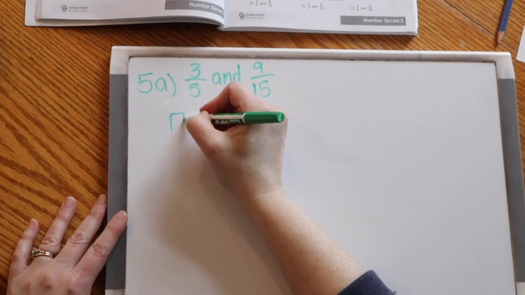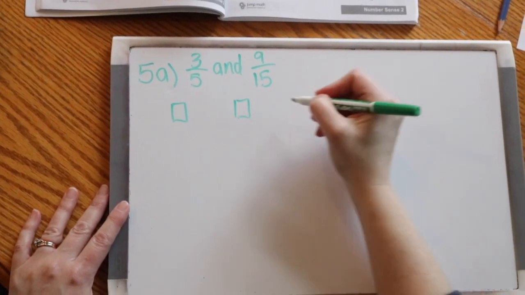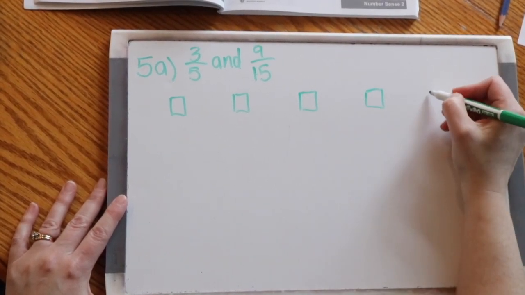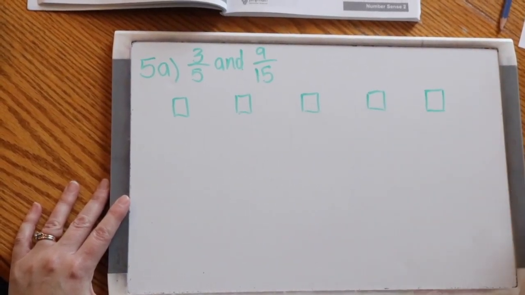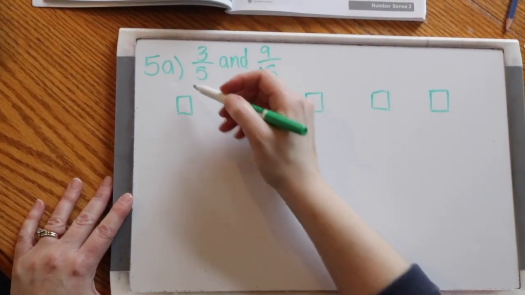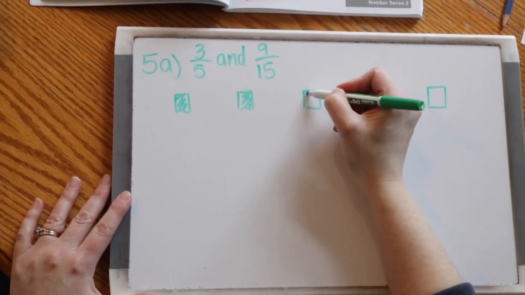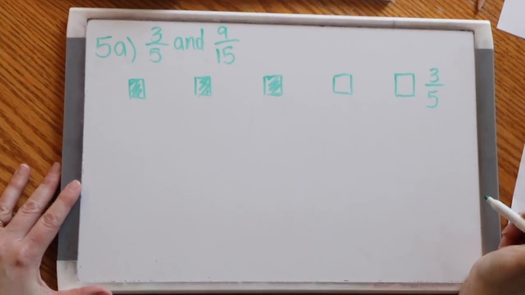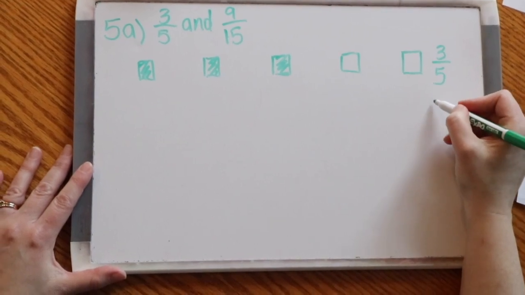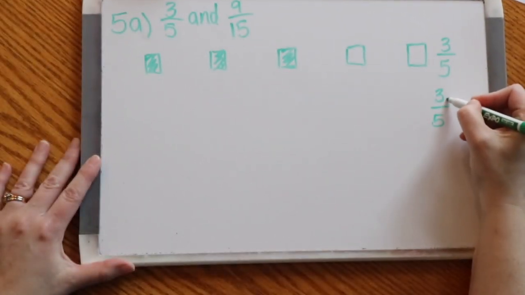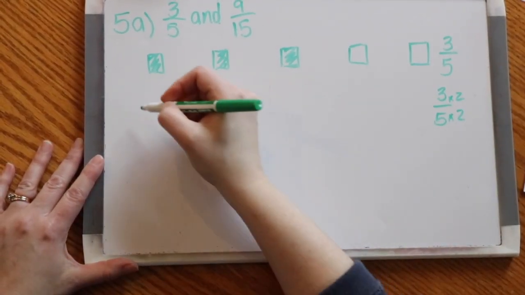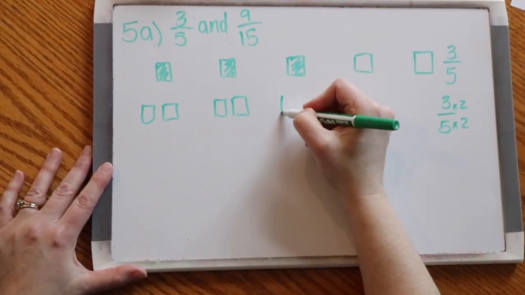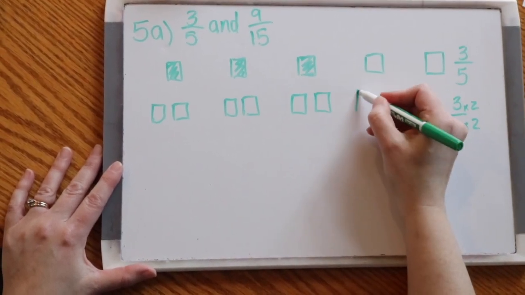So first we're going to draw a picture of 3/5 and make sure you separate your squares for when we break this into smaller parts, or more parts, I guess. So we're going to have our 3/5. Okay. And now we're going to first try multiplying by 2. So 3/5 times 2. So we're going to draw 2 squares for every one, because we're going to double the parts.